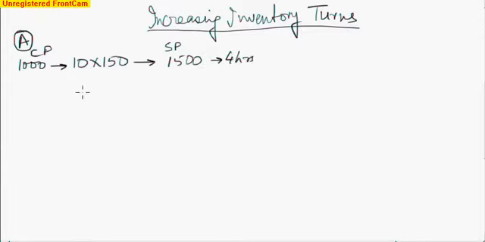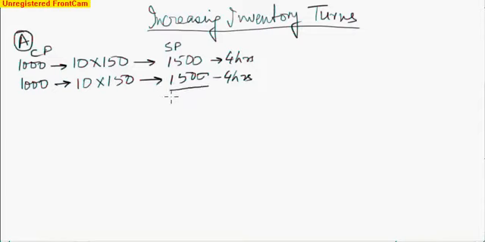So with this money, now he quickly goes back. Again, he buys shirts worth 1,000 rupees. He sells 10 of them at 150, and he again makes 1,500 rupees in the next 4 hours. So overall, in the day, this person makes 3,000 rupees, and his total spend is 2,000 rupees.